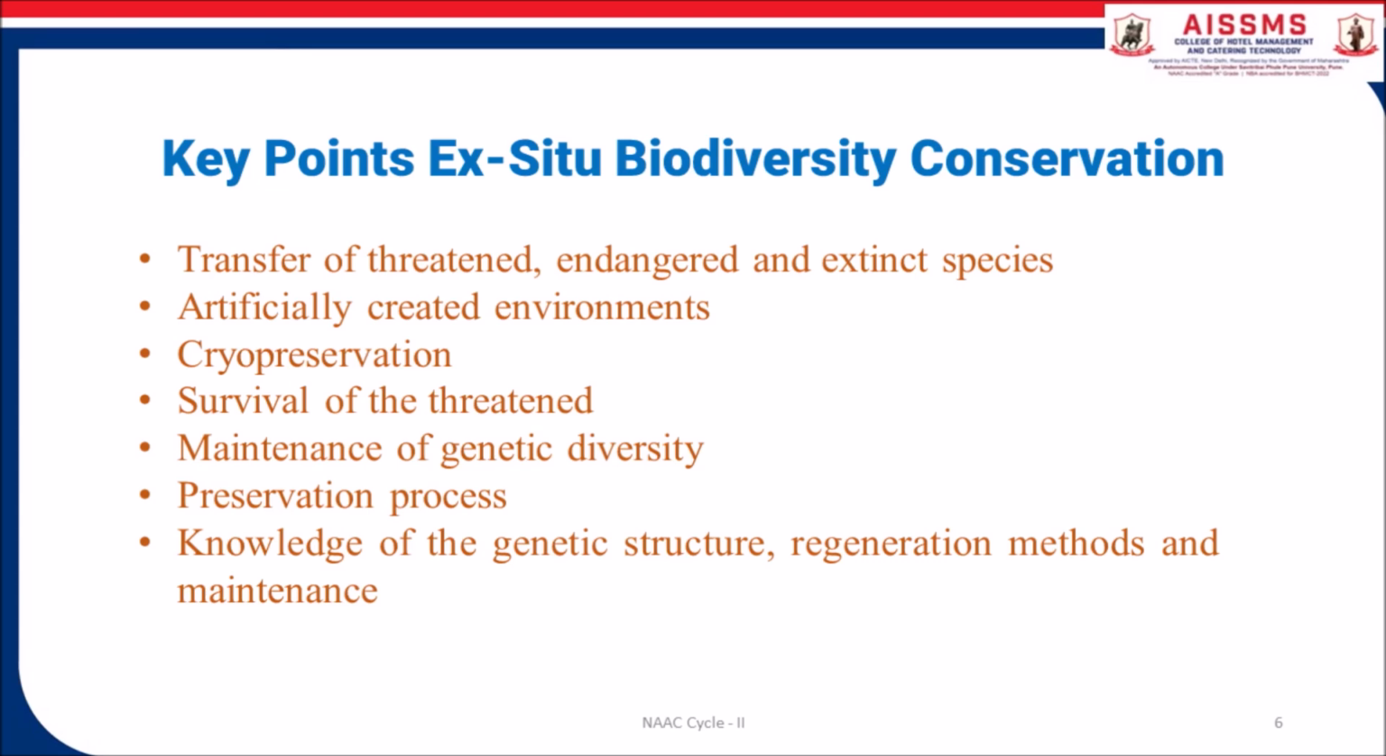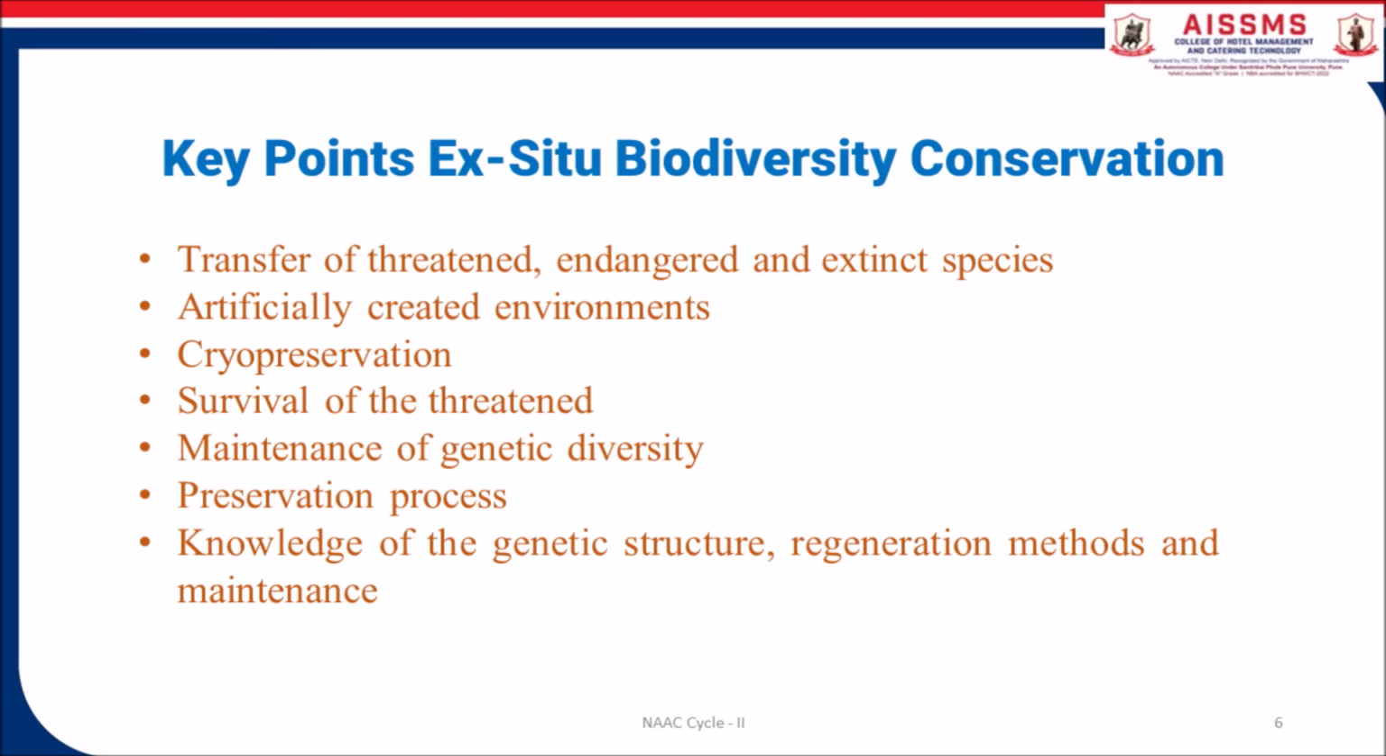Third is cryopreservation. It increases the viability of genes, seeds, sperms, ovules, etc. through cryopreservation. Fourth, survival of the threatened species. Survival of the threatened species is the primary approach of ex situ conservation. Fifth is maintenance of genetic diversity. It also targets the maintenance of genetic diversity.